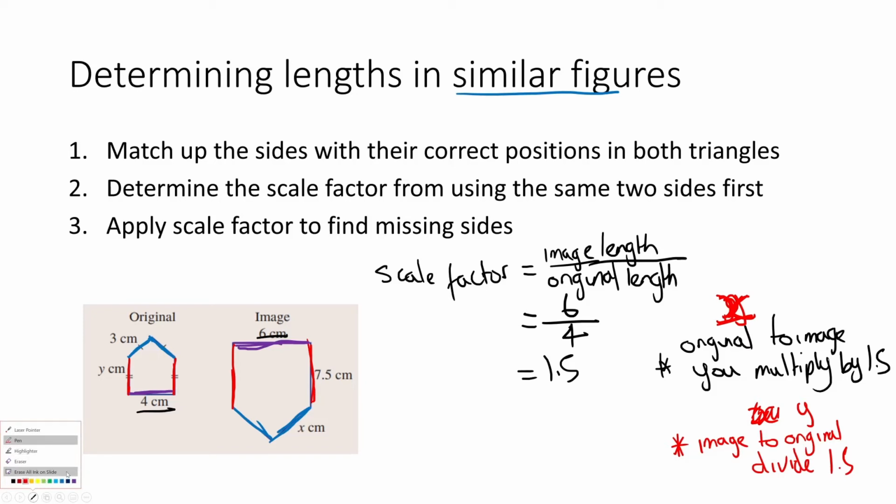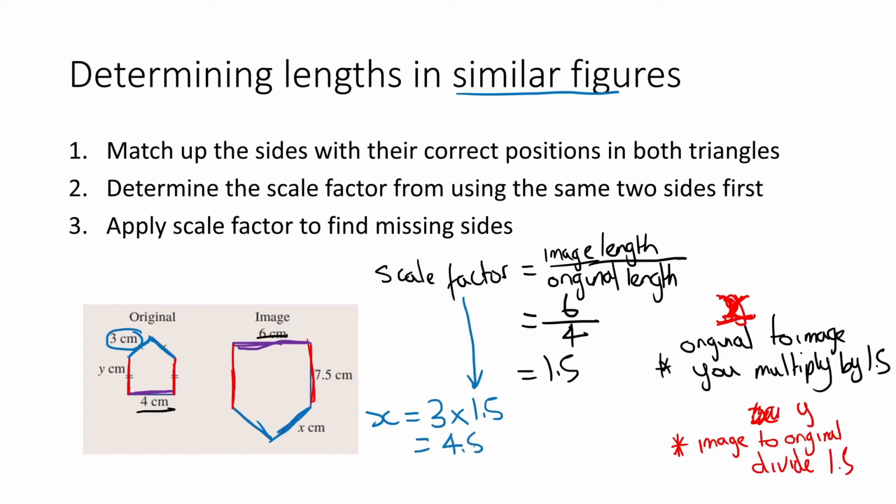So if we do the x, which is in blue, you have 3 already originally. So you're going to get 3 times the scale factor, which is 1.5. And then the length of your x will be 4.5 centimeters.